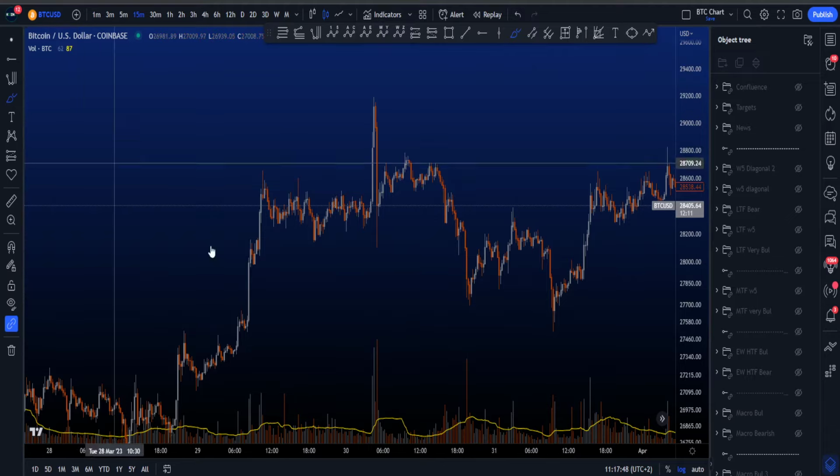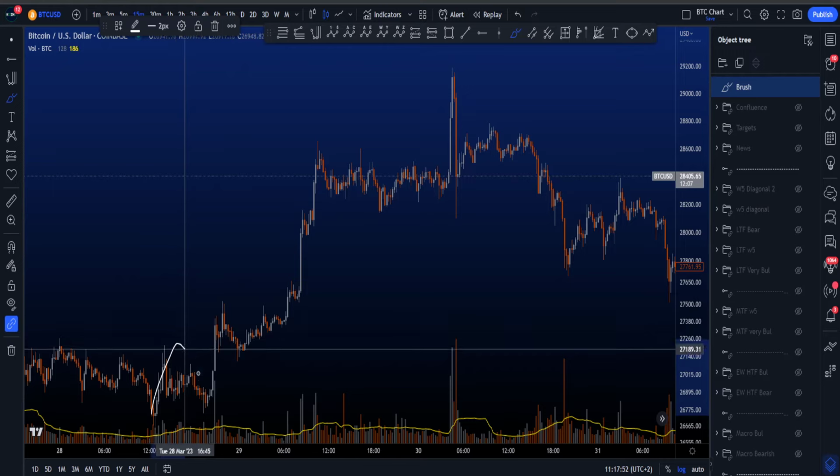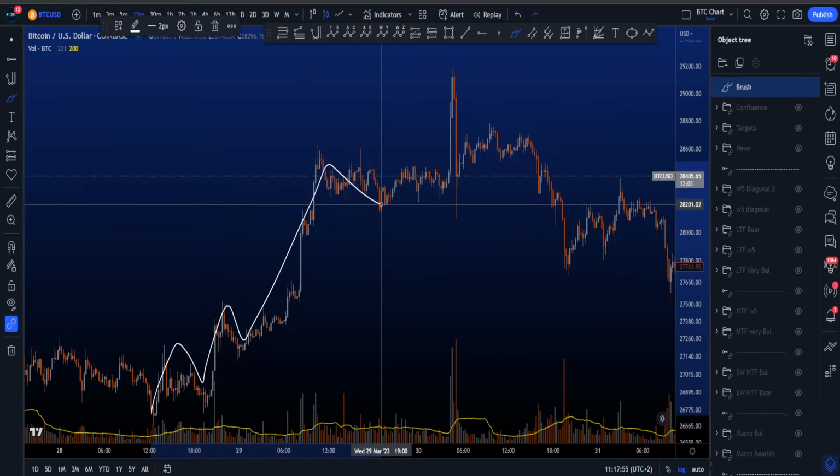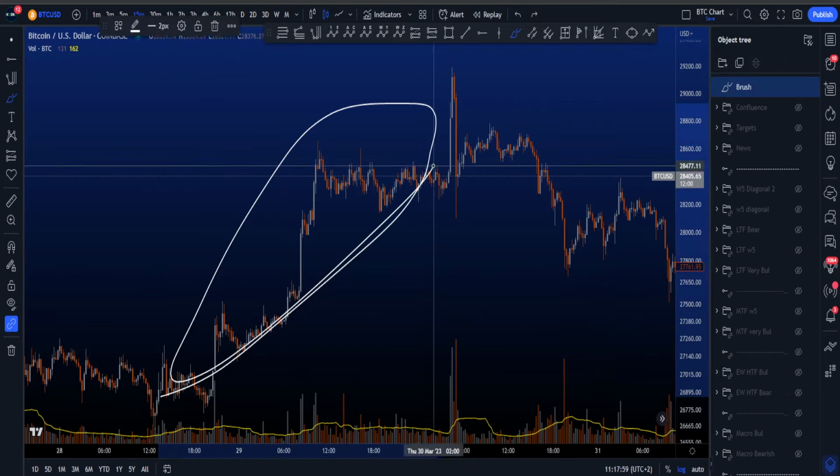Also, if we then zoom in a little bit, how do we count this? So this can be a 1, 2, 1, 2, 3, 4, 5, 4, 5 you would expect, but it's not the cleanest impulsive structure as well.